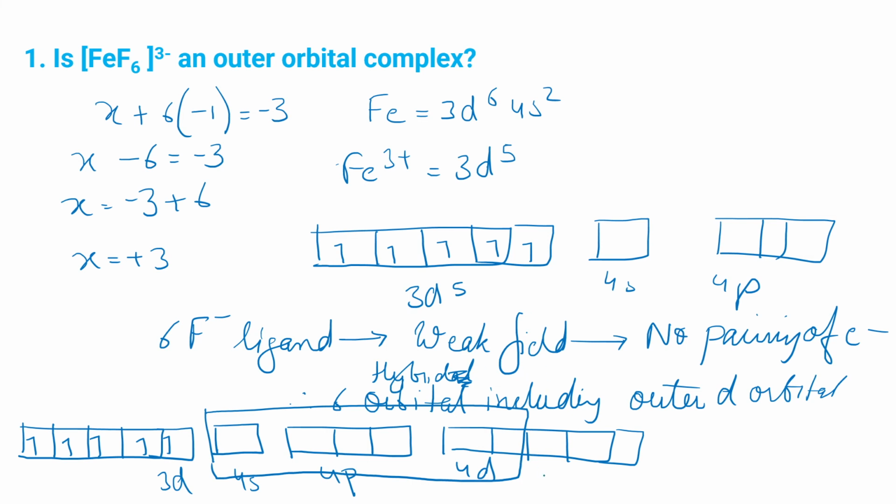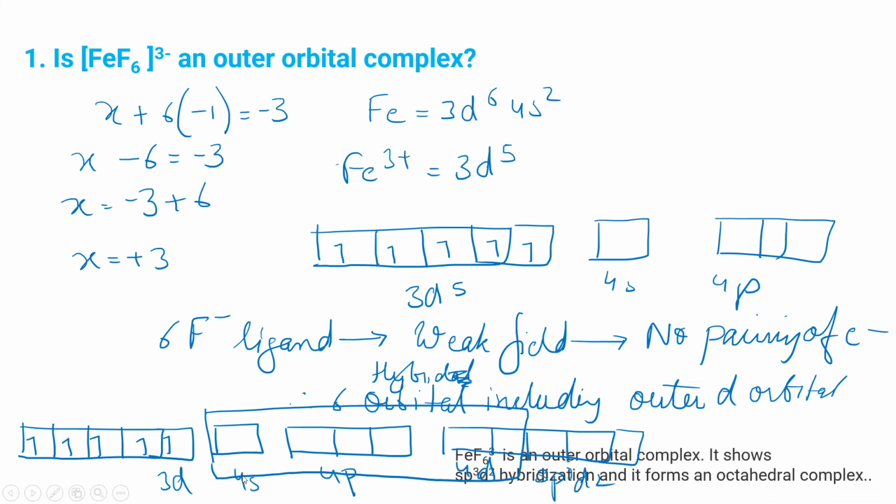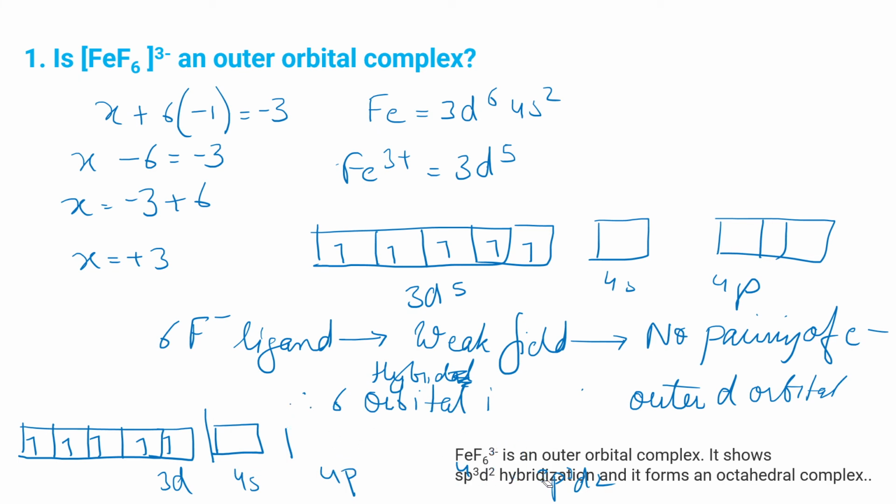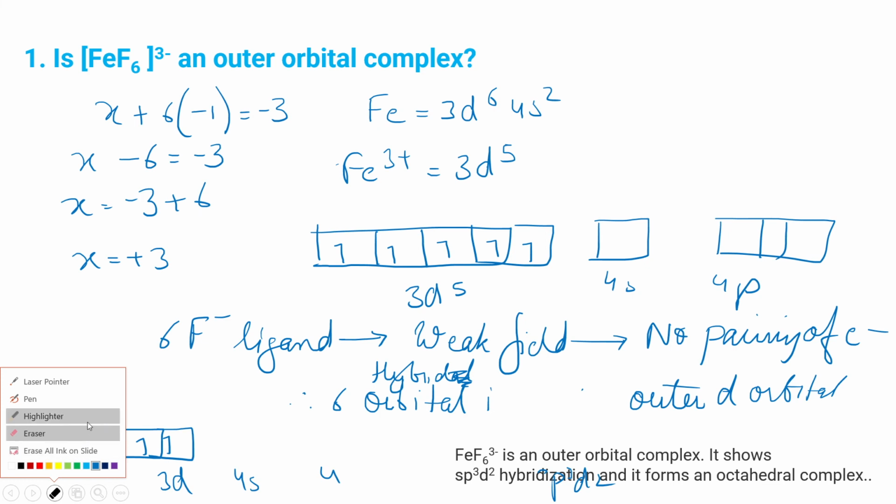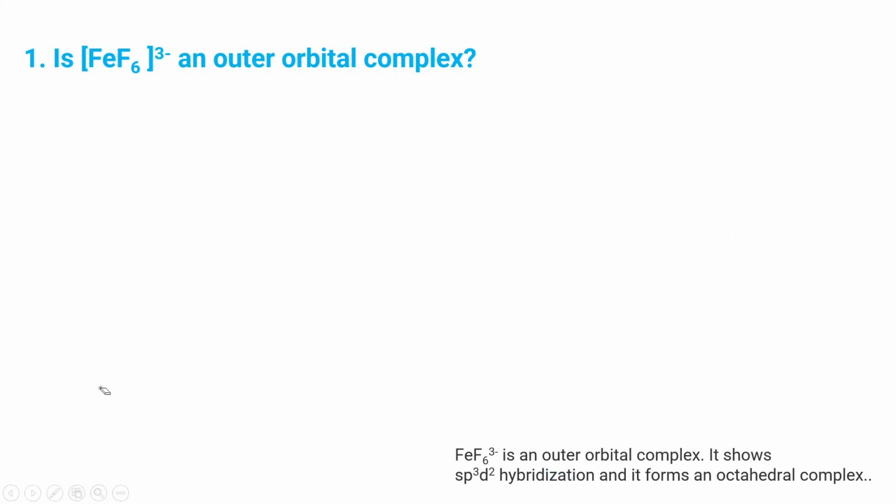So sp3d2 will be the hybridization. The question is, is this an outer orbital complex? The answer will be yes, because we are using outer d to generate the hybridization we calculated to be sp3d2. That's why it is an outer orbital complex, as it shows a hybridization of sp3d2.